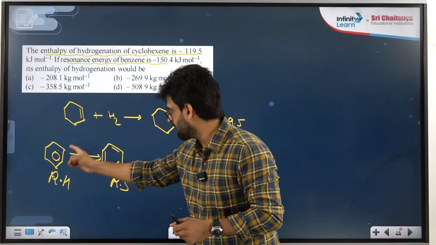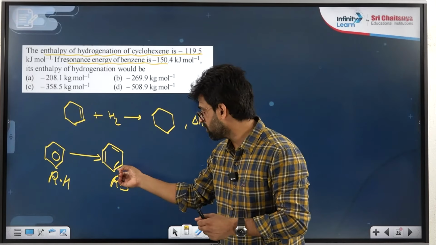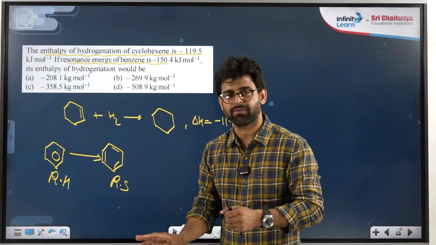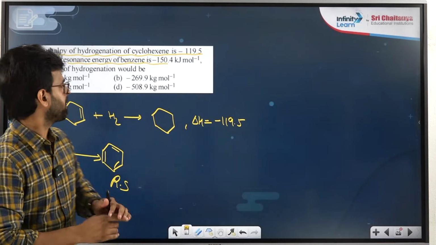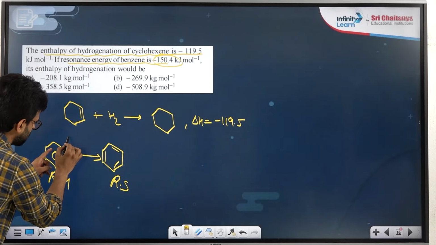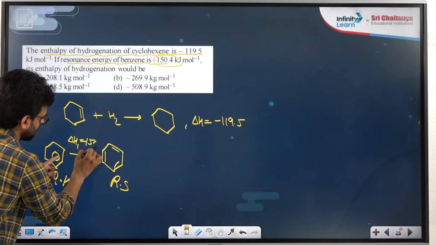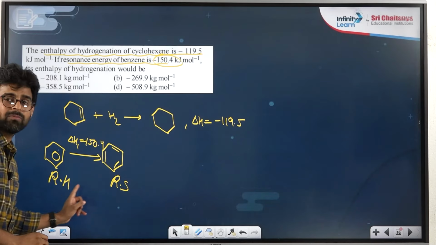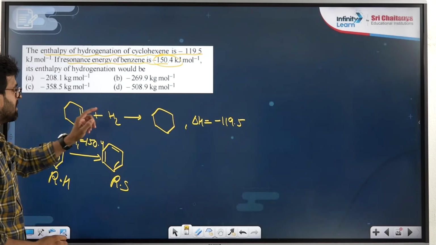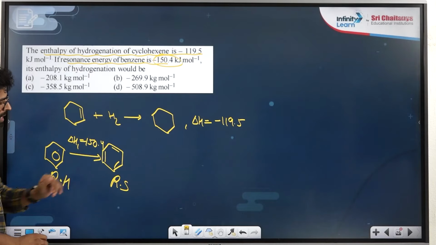If I am going from RH to RS, I will take positive. If I go from RS to RH, I will take negative. So here resonance energy is given. The value we have to use is 150.4. So this value here, delta H1, is how much? 150.4, right? Because I am going from RH to RS. Don't confuse why I am taking a plus sign, not minus, because I am going from RH to RS.